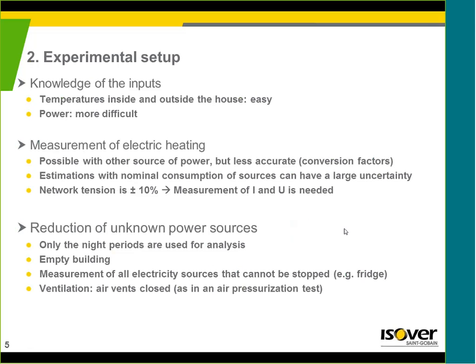We measure all electricity sources that cannot be stopped. For example, if in the house there's a fridge with food, we'll try not to turn it off, but to measure it. And we try to close all air vents. The house will be put as in a blower door pressurization test, that's right. This makes it possible to not have the influence of very high infiltration losses, but I'll come back to this point a bit later.